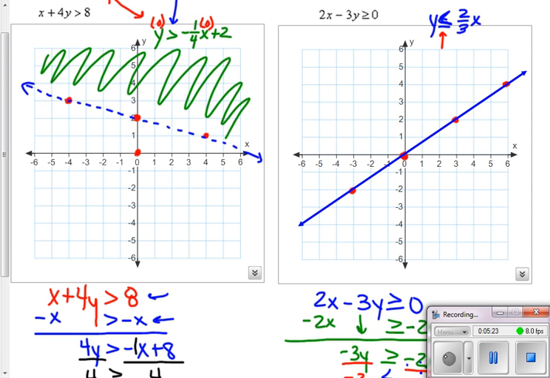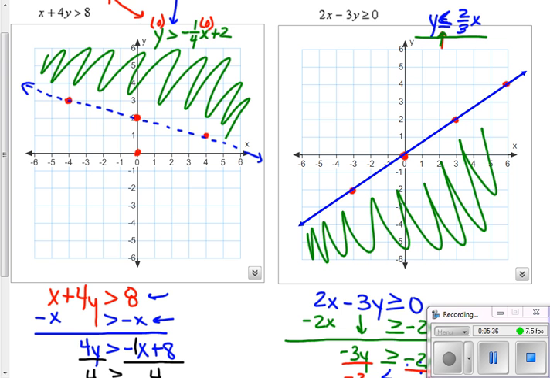Also looking at my sign, this here being in slope-intercept form, when I look at my sign, it is a less than or equal to. A less than or equal to means below the boundary, so I would shade below the boundary here.